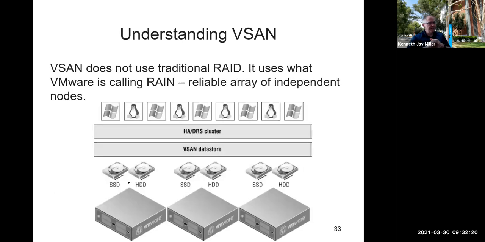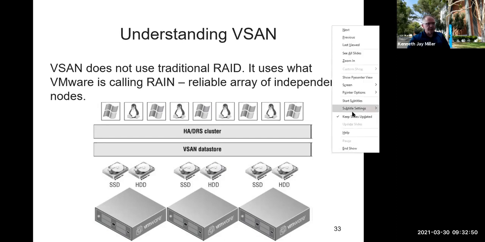Now, vSAN does not use traditional RAID. They have their own terminology, their own array called RAIN, which is the reliable array of independent nodes. So instead of the redundant array of independent disks, it's a reliable array of independent nodes. And with RAID, so here, this shows where we have 2 hard drives.